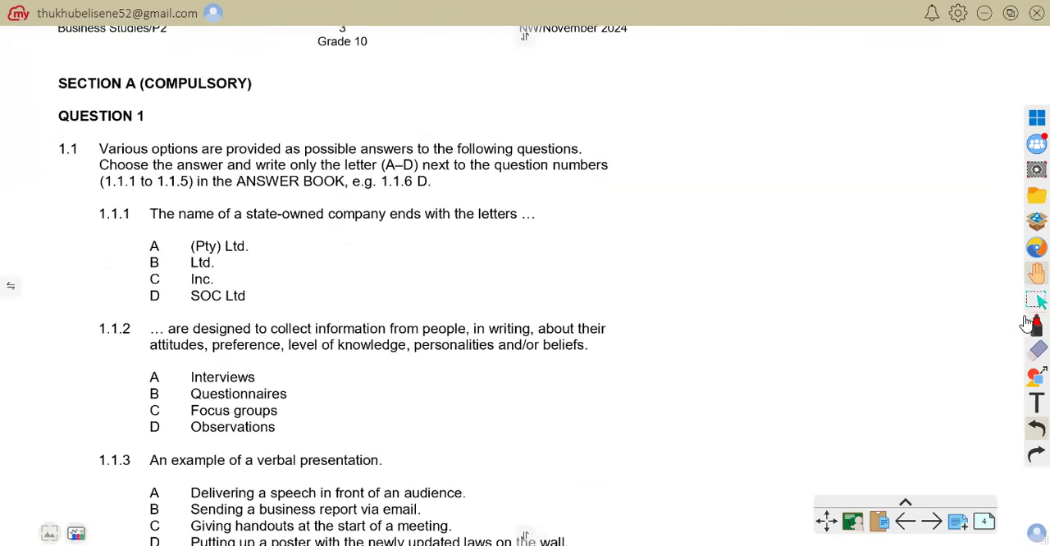So here we are now on section A, which you know very well is compulsory. The instruction said it. So now we are going to start with what? Question 1. 1.1. Various options are provided as possible answers to the following questions. Choose the answer and write the letter A to D next to the question numbers 1.1.1 to 1.1.5 in the answer book. Then we are given example 1.1.6 D. So it shows that this is what? Multiple choice questions.